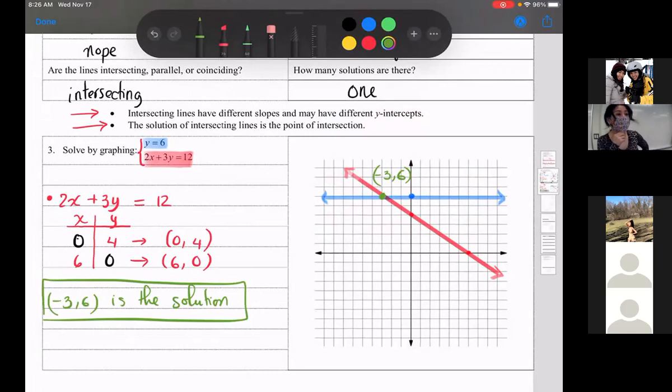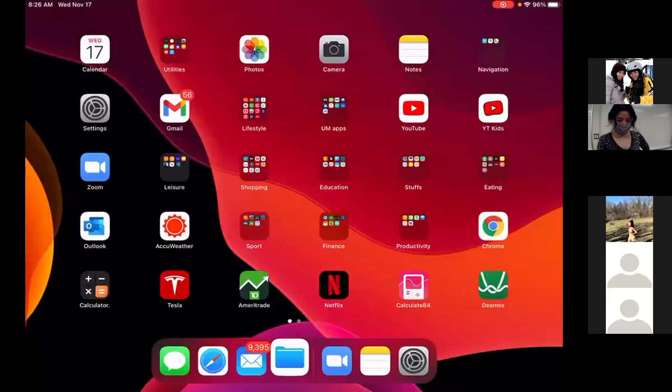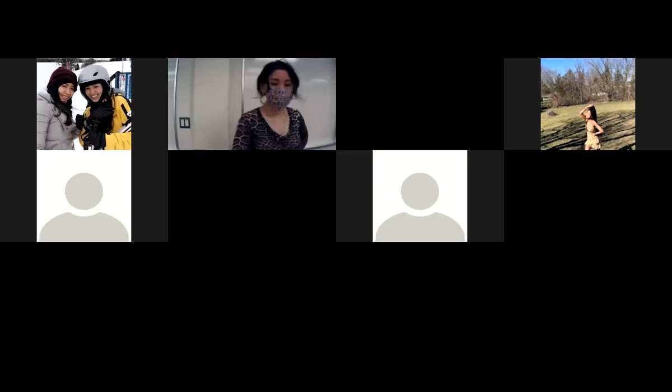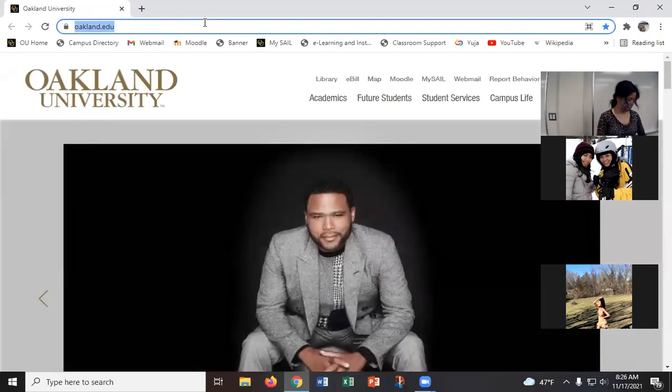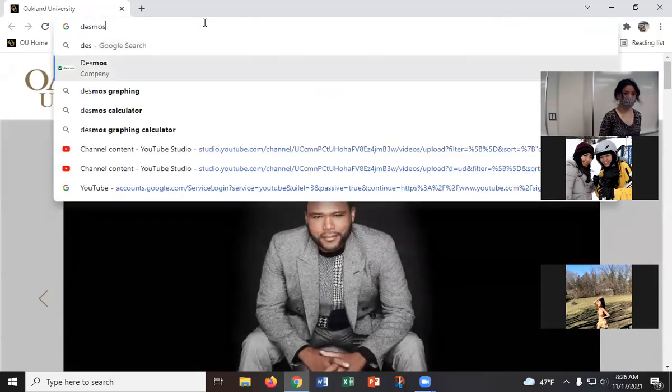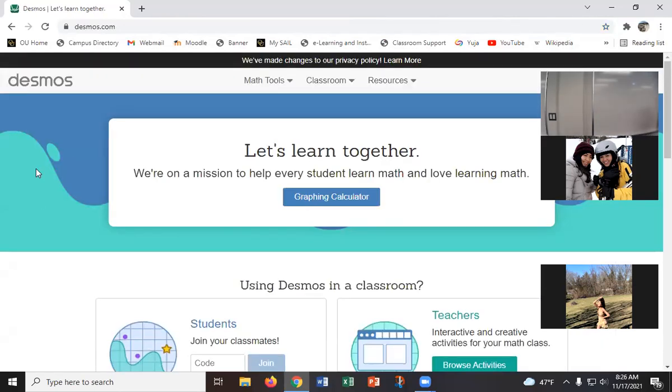Have you guys heard of Desmos? I talked about it a few times before. Let me stop share. I'm not sharing my laptop PC screen, so people from home can see what I'm doing. Desmos right here. That's my favorite website. Literally, people at home can cheat by just using this. Probably the math department doesn't want me to use this, but I'm just gonna show it to you anyway.